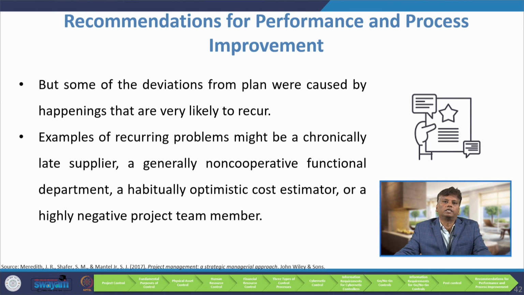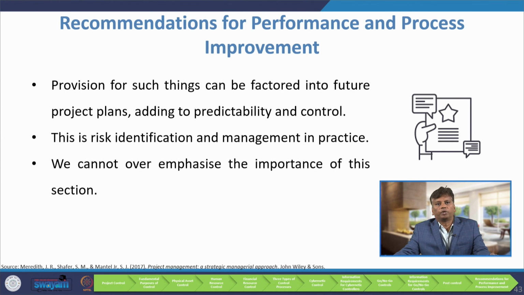But some of the deviations from plan were caused by happenings that are very likely to recur. Examples of recurring problems might be chronically late suppliers, a generally non-cooperative functional department, a habitually optimistic cost estimator or a highly negative project team member. Provision for such things can be factored into future project plans, adding to predictability and control. This is risk identification and management in practice. So, we cannot overemphasize the importance of this section.